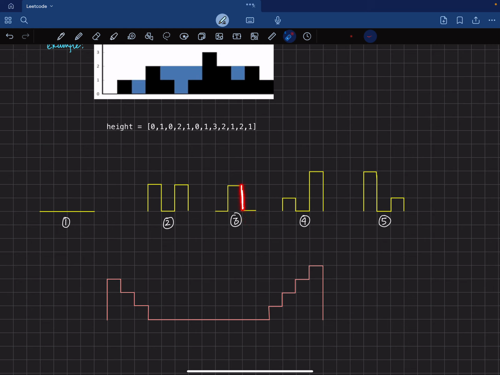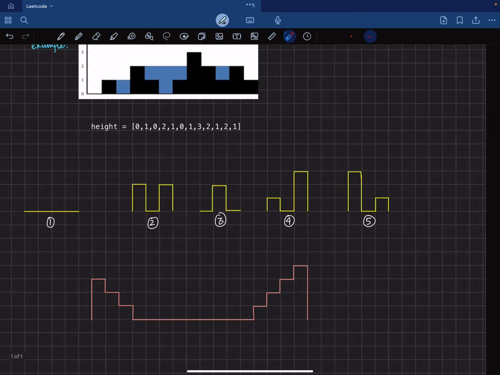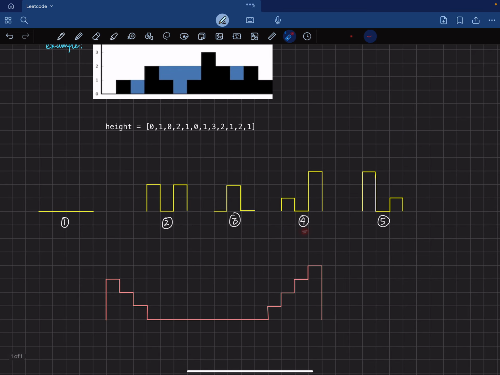Similarly, in this case, we have a boundary on the left, but we don't have any boundary on the right. So in that case, any water that is poured on this region will spill over to the right. Okay, cool. Now let us look at case 4. It is an interesting one.